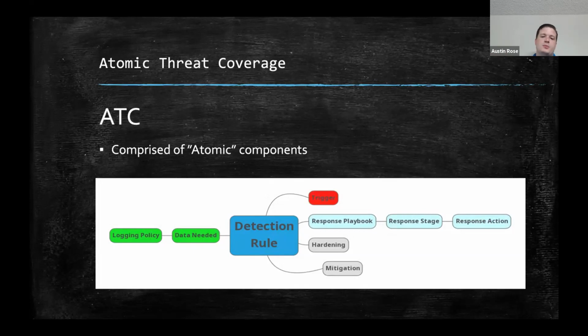The Splunk nomenclature associated with this: a detection rule would be like a correlated search in Enterprise Security, or basically the search logic. But it gives you all of the other parts and pieces that are needed. That's why they call it atomic: it's a bunch of little pieces that fit together into a bigger picture.